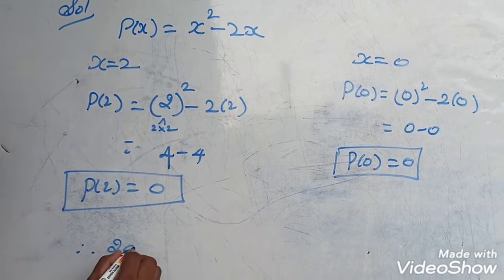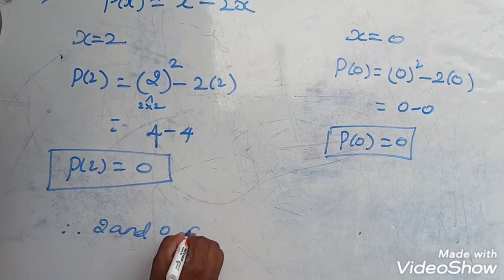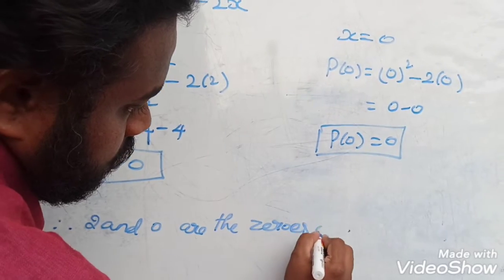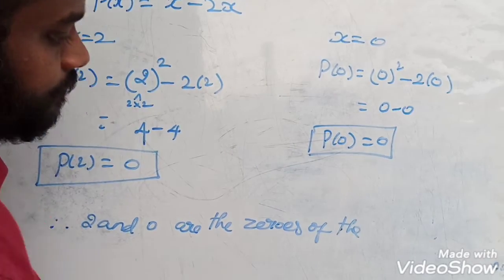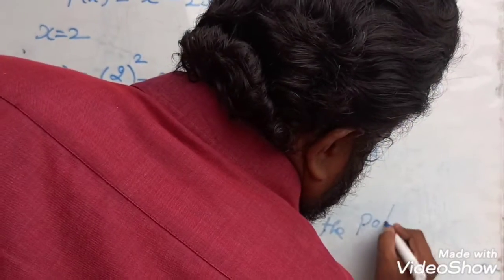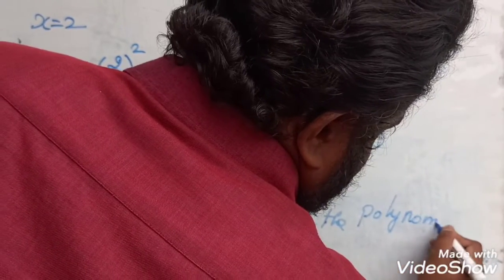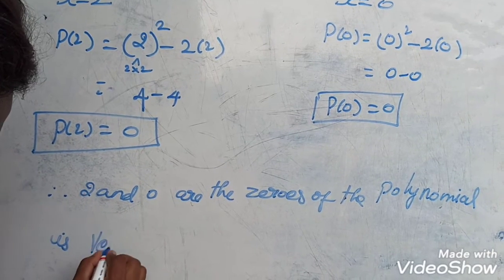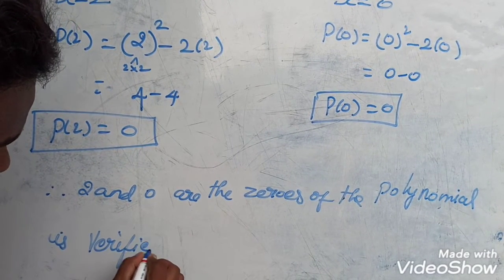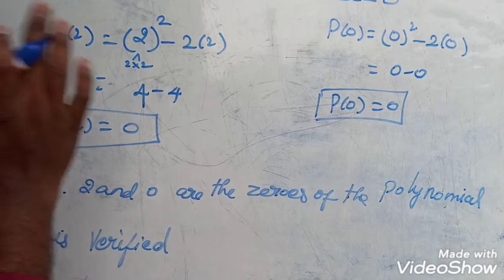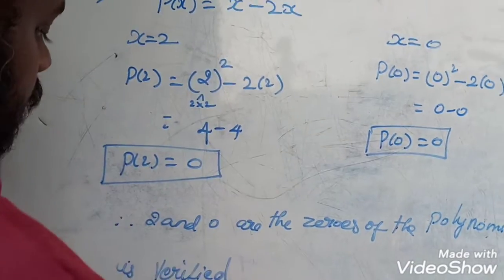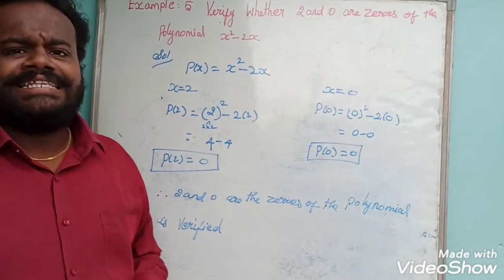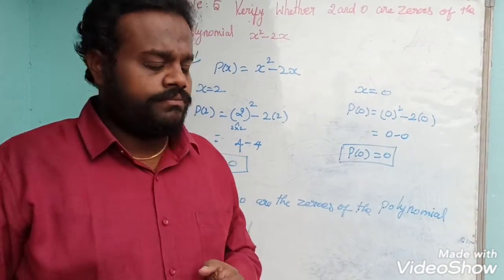Therefore, 2 and 0 are the zeros of the polynomial, verified. Because they had already given that 2 and 0 are zeros, we only had to verify it. So it is verified. Next we move on to exercise 2.2.